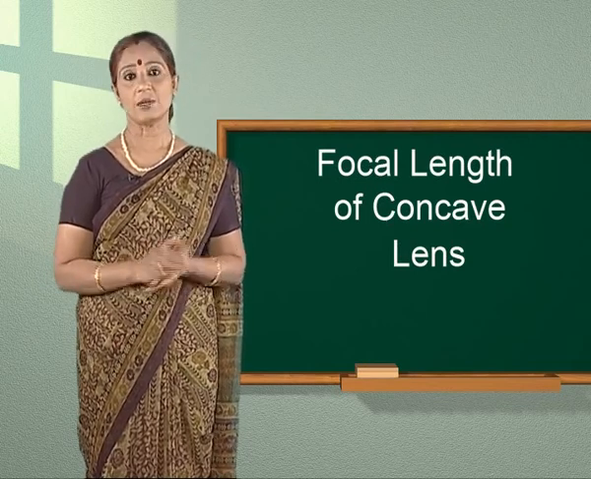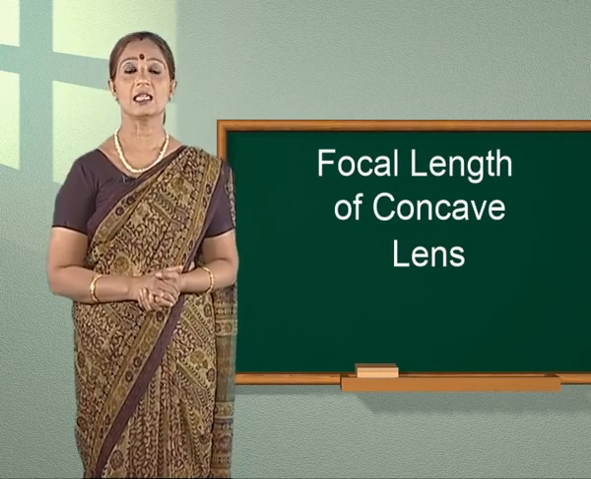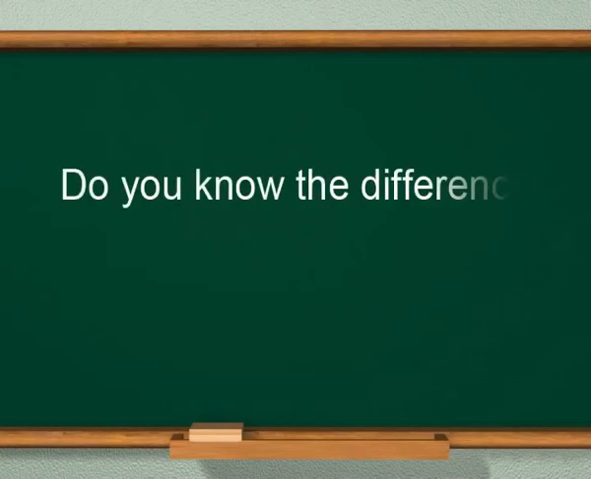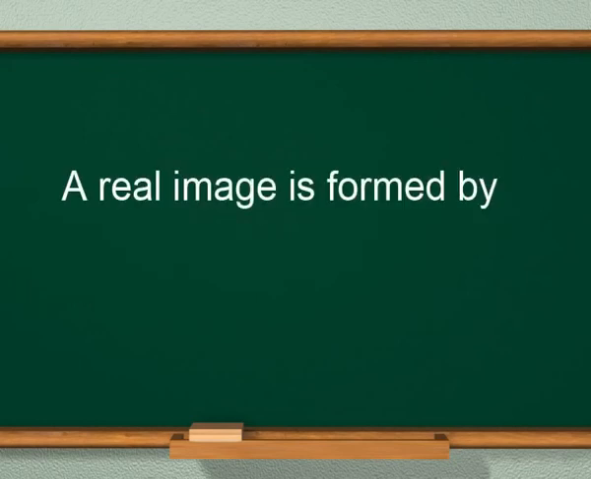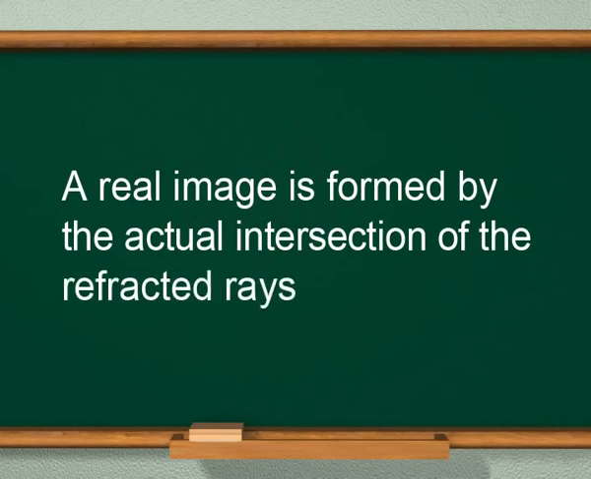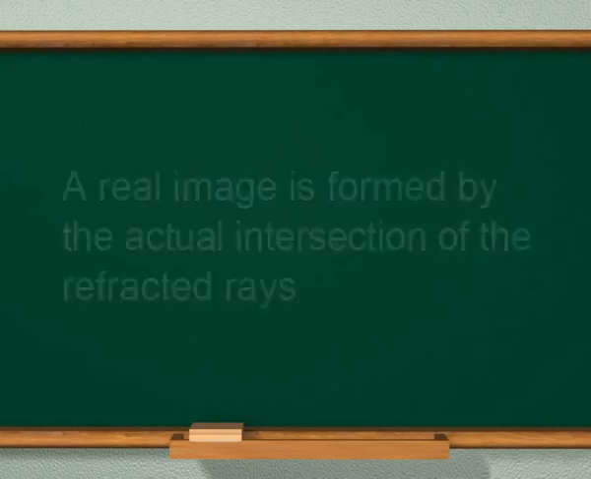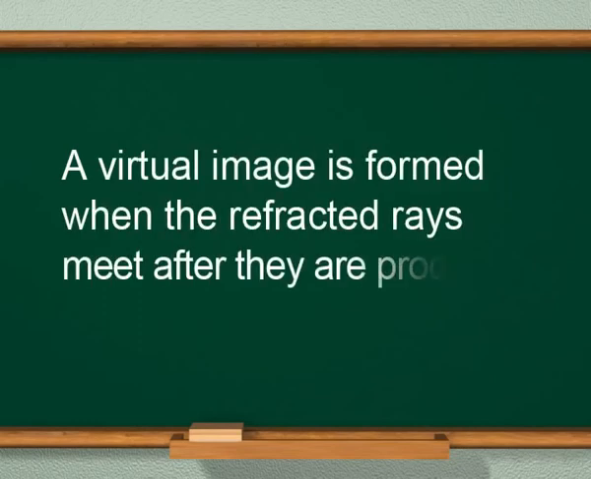The first question is, do you know the difference between a real and virtual image? As the answer, a real image is formed by the actual intersection of the refracted rays. On the other hand, a virtual image is formed when the refracted rays meet after they are produced backwards.